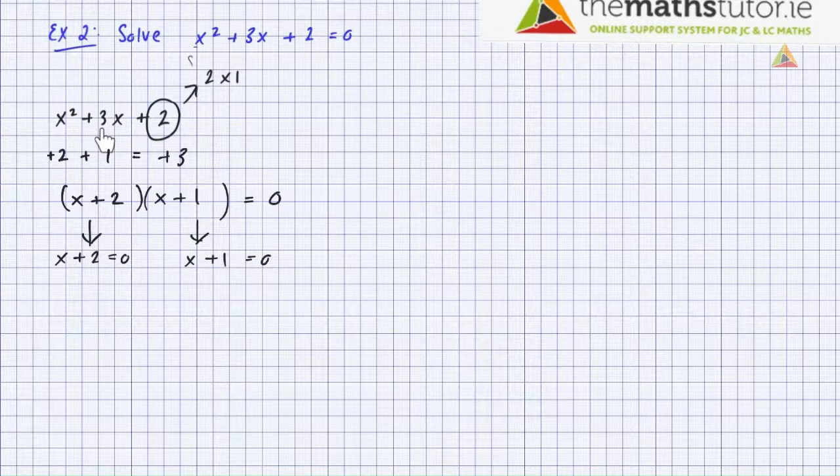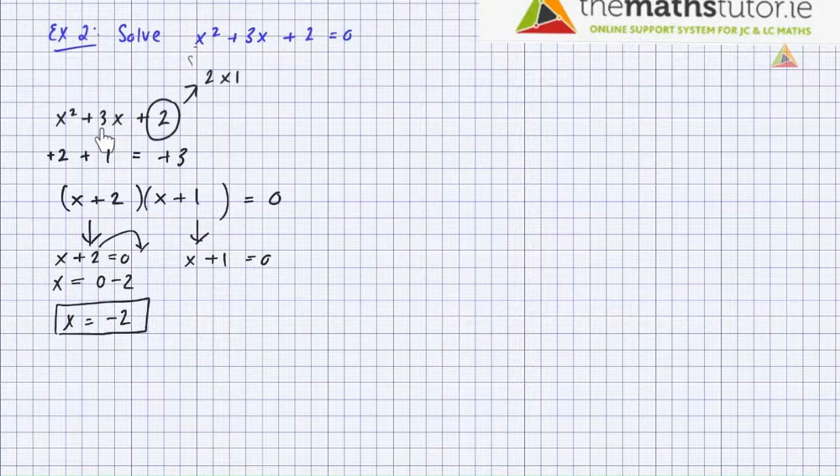So if x plus 2 equals 0, what's x? Well, we bring the 2 over here. There's a plus in front of it at the minute. When we bring it over, it becomes minus. It's going to be 0 minus 2. 0 take away 2 is minus 2. So x is minus 2.